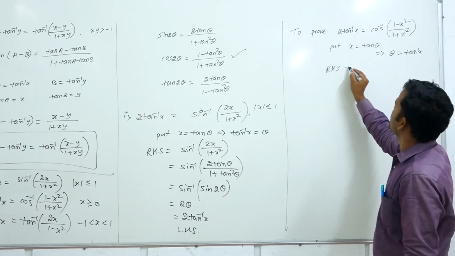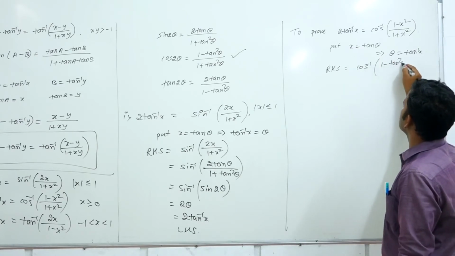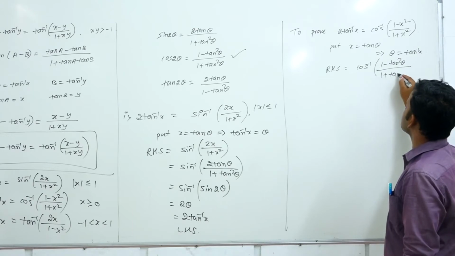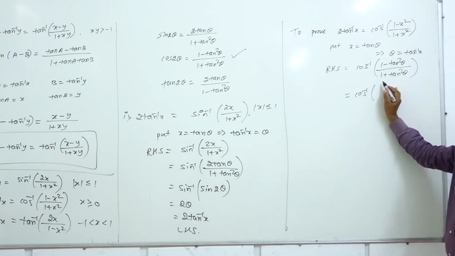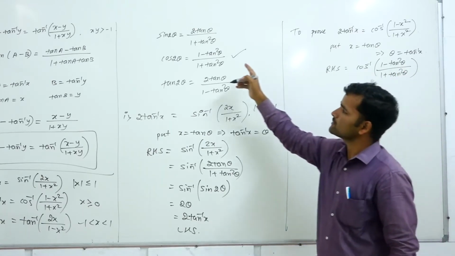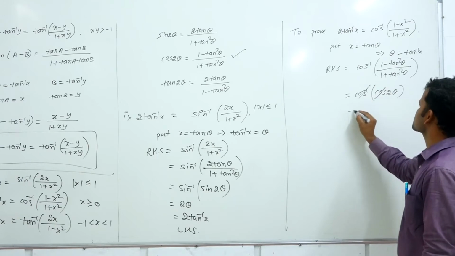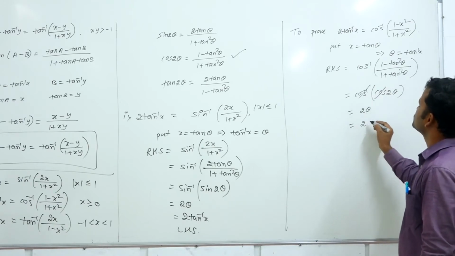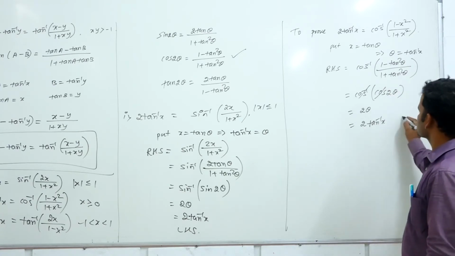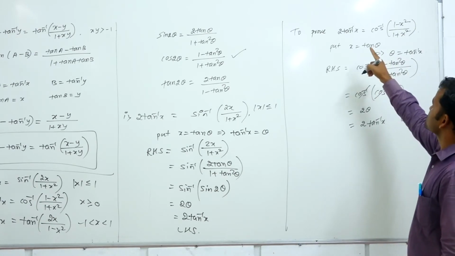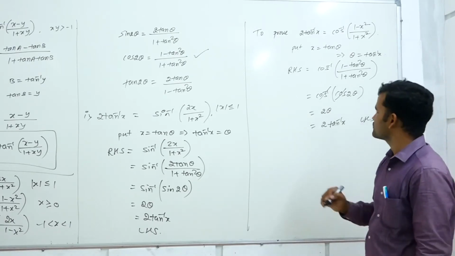Take the RHS here. RHS is cos inverse of 1 minus x square, x is nothing but tan theta, so 1 minus tan square theta, 1 plus tan square theta in the denominator. Cos inverse of 1 minus tan square divided by 1 plus tan square is nothing but cos 2 theta. So cos inverse of cos 2 theta, cos inverse get cancelled. This is nothing but 2 theta. 2 into what is theta? Theta is nothing but tan inverse of x, so 2 tan inverse of x. This is nothing but LHS. Hence the proof: 2 times tan inverse of x is equal to cos inverse of 1 minus x square by 1 plus x square.